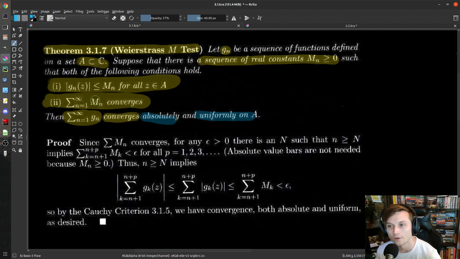Comparing a real series to a series involving functions, but realistically, because constants define functions as well, we're just basically doing the comparison test. Nothing that crazy. The nice piece is the absolutely and uniformly part right here.